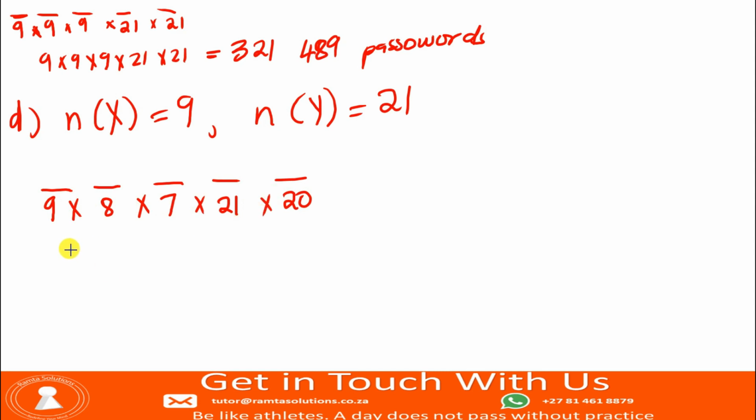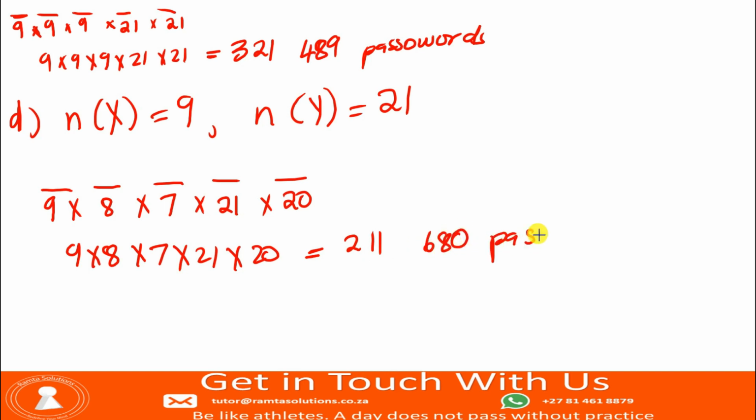Now, what is our answer? 9 times 8 times 7 times 21 times 20 times 20. What is it? It is 211,680 passwords. Right? Okay. Perfect.